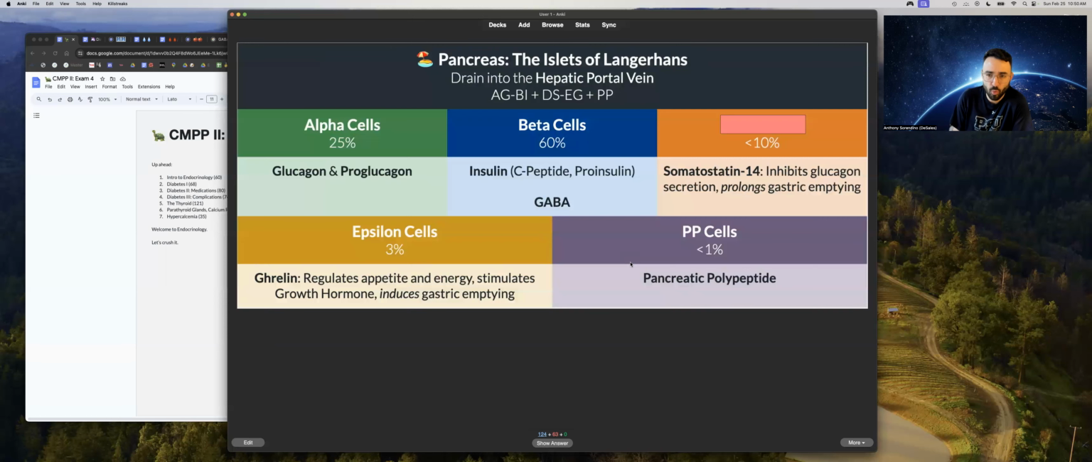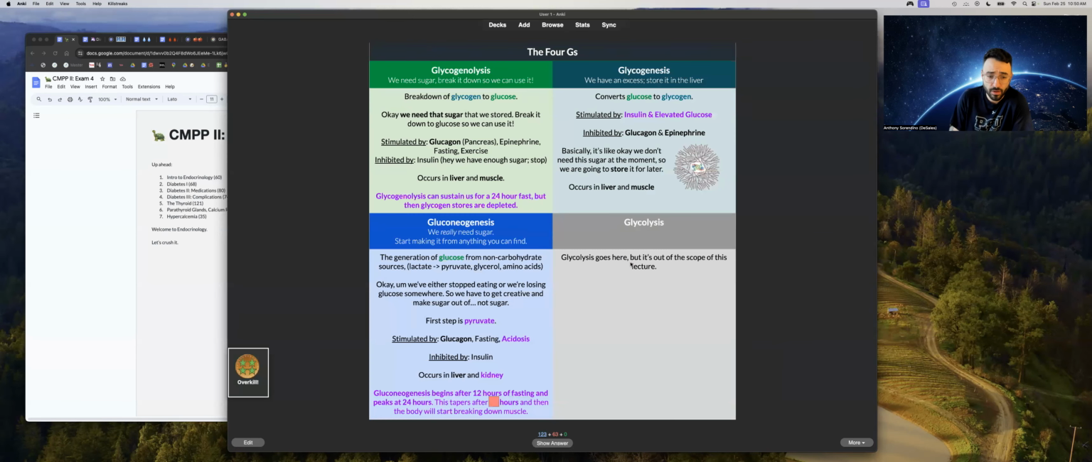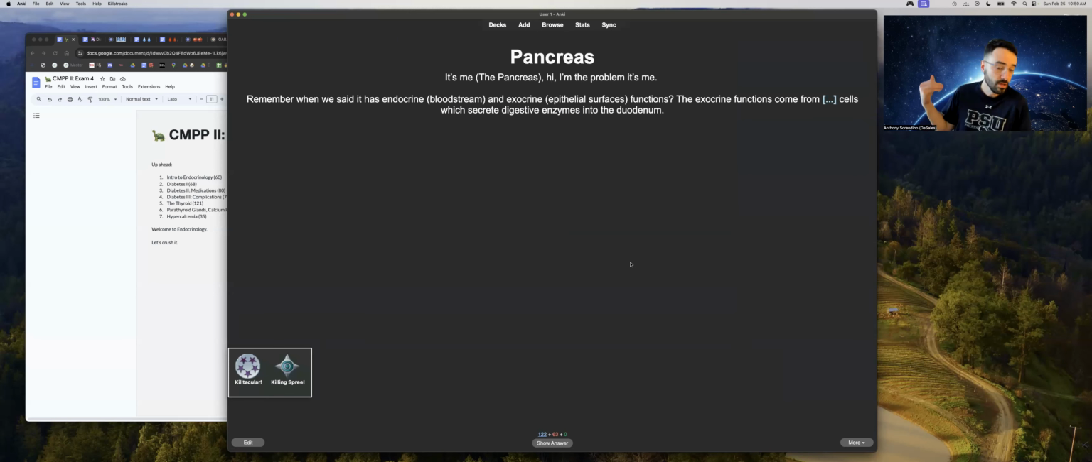Alpha, beta, what secretes somatostatin? Delta. This tapers off after 48. Yeah. Gluconeogenesis tapers off after 48. Starts at 12, peaks at 24, tapers at 48. All right, we're down below 125. Let's celebrate every 25 we hit.